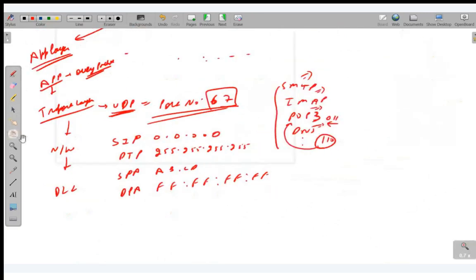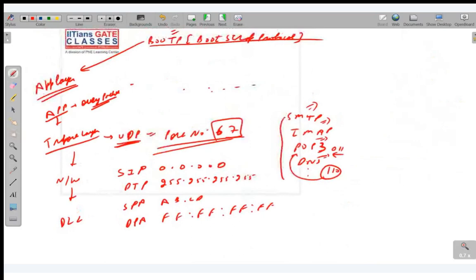So now I think the picture is clear. Application layer, this is the application layer query packet. Forget about the format, how it is designed and so on. It is not required for GATE. Now after the application layer we have the transport layer, that will be asked in GATE. At the transport layer UDP will be used. In which protocol, which port number? 67 port number. And which protocol? UDP. We have two choices, UDP or TCP.